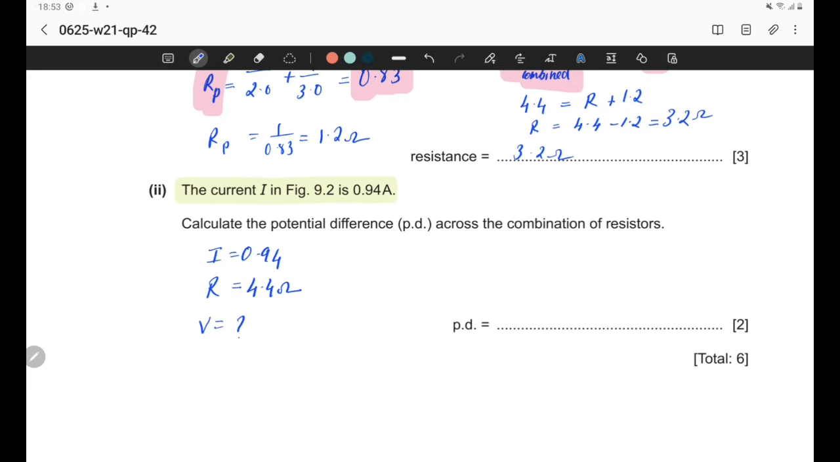So we can use Ohm's law, that is voltage is IR, the product of current and resistance, where current is given, 0.94, times resistance is also given. The combined resistance of all three resistors is 4.4 ohm and the answer is 4.136. So in 2 significant figures we can write 4.1 volt. Therefore the correct answer is 4.1 volt.